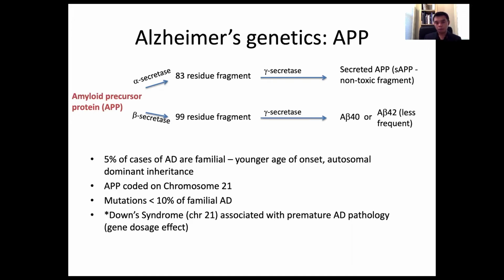This amyloid precursor protein is encoded in chromosome 21. And I think the most notable thing about it is that in the setting of trisomy 21 in Down syndrome, there can be an association between that diagnosis and early onset Alzheimer's, likely because of a gene dosage effect, because these folks have 3 copies of that 21st chromosome.